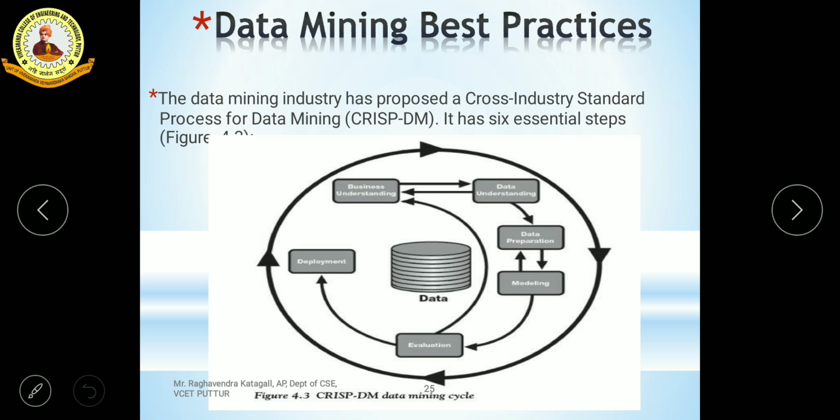So this question will be asked. You have six steps, so it will be asked for 6 to 8 marks. If it is asked for 8 marks, 2 marks will be for a diagram and 6 marks for your 6 points of explanation. Or if it is asked for 6 marks, then you need to draw the diagram and explain 6 points, right? So this is all about data mining best practices.